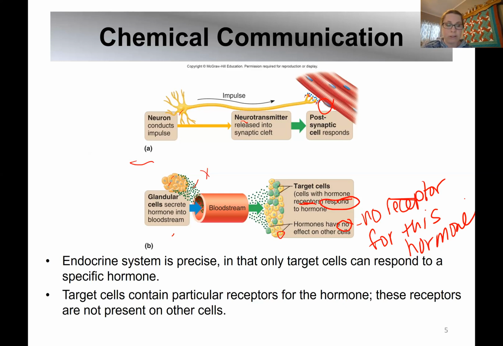Okay, so the endocrine system is very precise. It's only going to cause a response in those target cells that have the correct receptor. And then any of the other cells that don't have the receptor aren't going to respond.